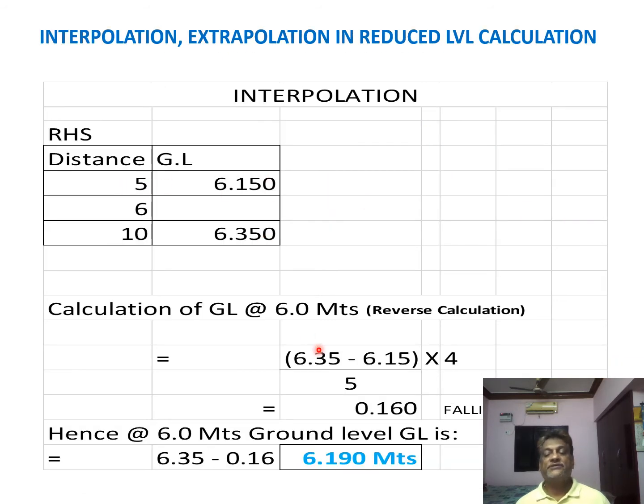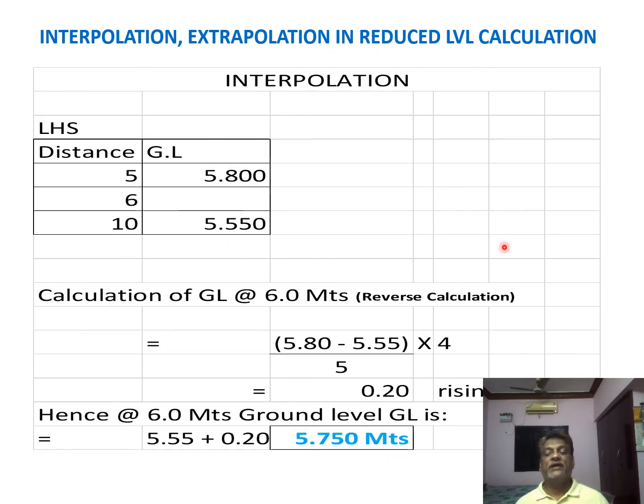So same distance, but now we have taken the reference from 10 meters, divided by 5. Between these two is 4 meters distance, so we are calculating 10 to 6. It is 4 meters distance, so the value is 0.16, and since it is falling, it is lower than 6.35. So we have subtracted from the 10 meter level minus 0.16, which gives 6.15. So if we calculate from 5 to 10 it is 6.15, and if we calculate from 10 to 5 it is also 6.19.